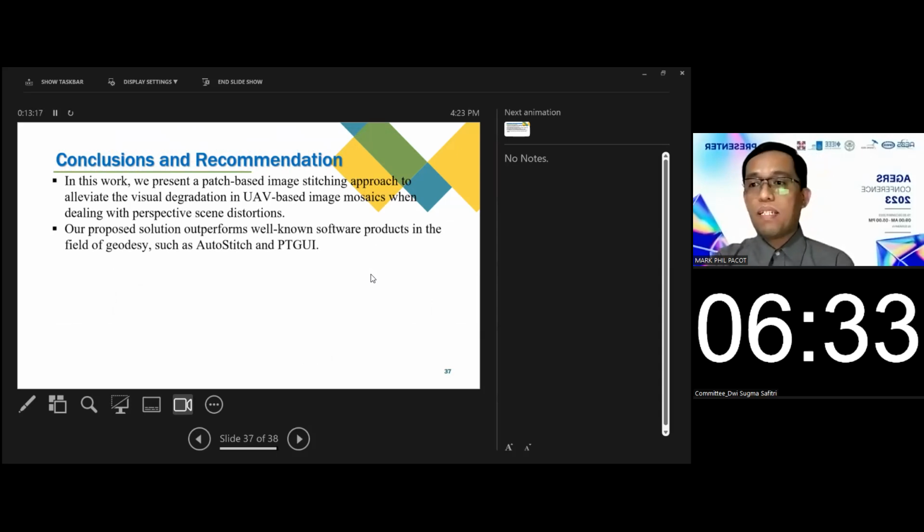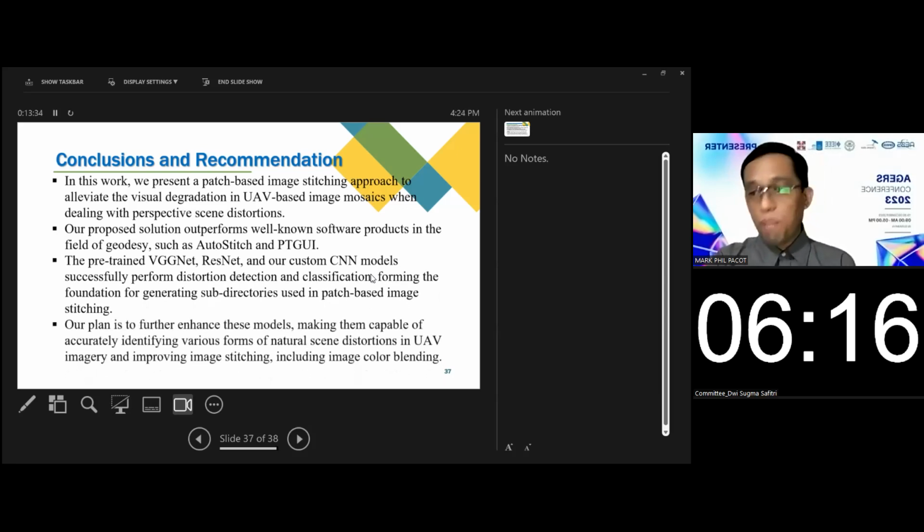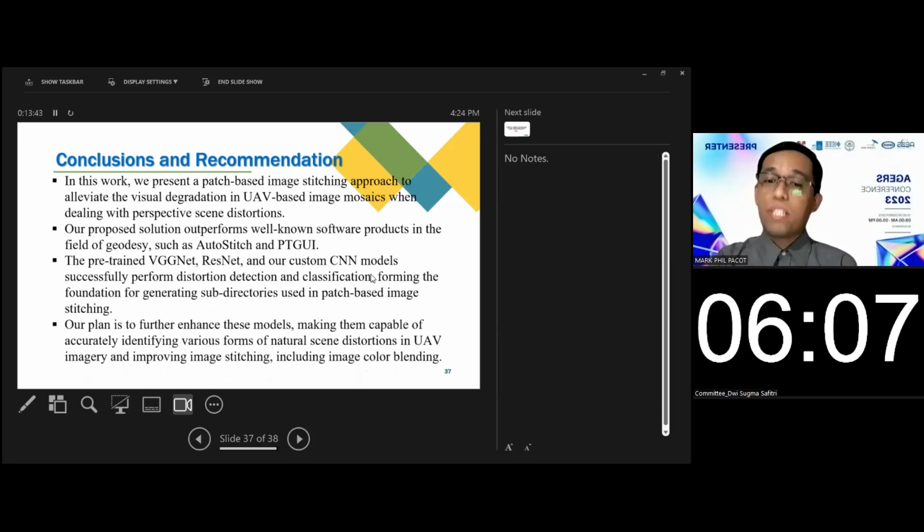Well, I'm going to clarify it in terms of mosaic generation: the pre-trained VGGNet, ResNet, and our custom models are able to perform detection and classification, which is crucial in the generation of those subgroups. Then our plan is to further enhance this model to improve the accuracy in terms of classification and detection. We also want to improve our image stitching algorithm because we did not include image color blending, as visible in the final image mosaic.